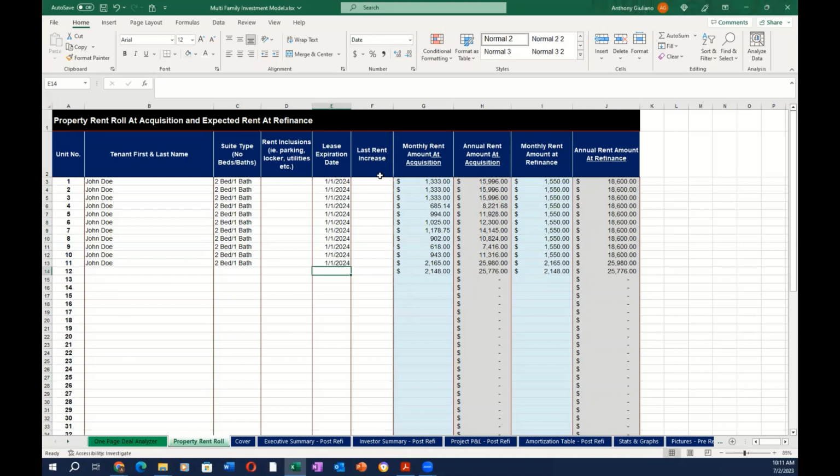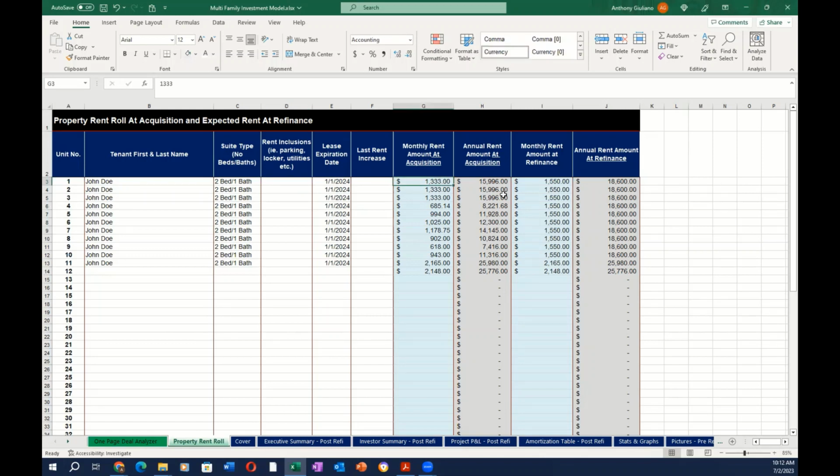And this can also be used as a tab in your presentation to potential investors or underwriting, depending on the level of information you want to see. But the best part is it's all in one place, and it's ready for you to quickly pull out if your potential investors or partners ask, okay, what does the current rent roll look like? Well, you'd already have entered it in over here when you underwrote the model.